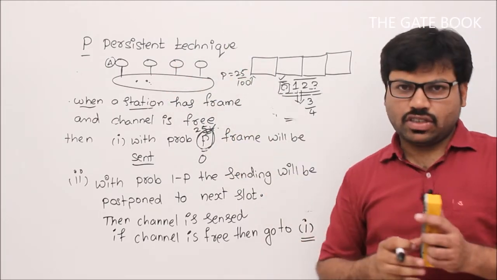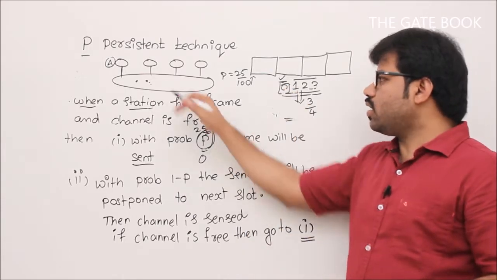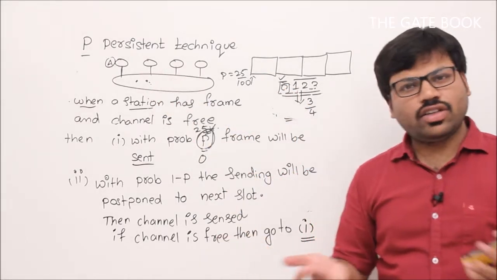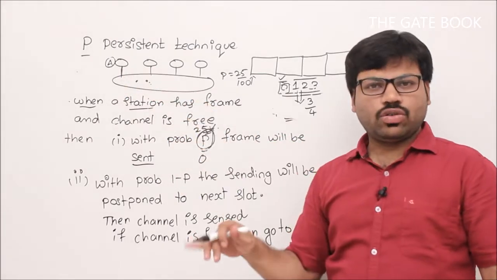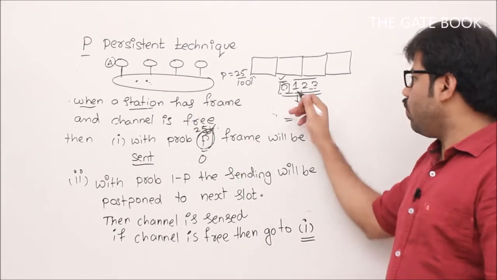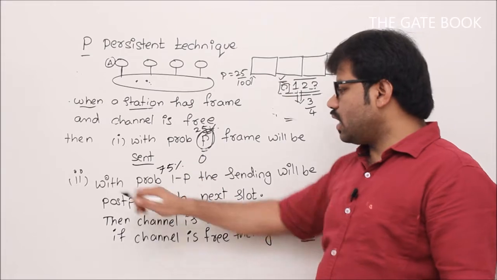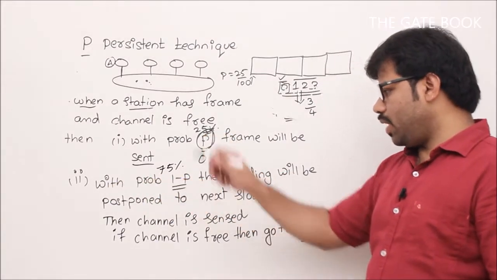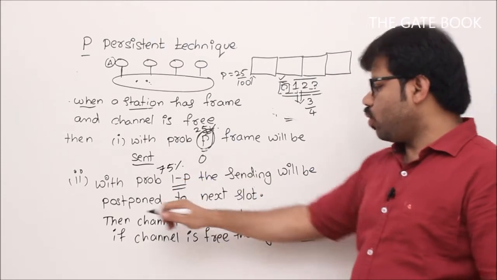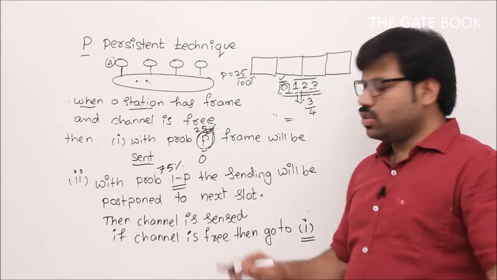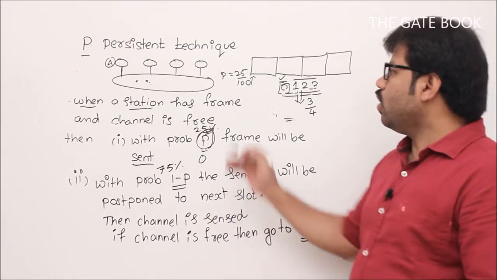Now let me ask one question. What is the probability that you are going to get 0? Whenever you get 0, then only you are sending. The probability for getting 0 is 25%. That means with 25% probability, this station is going to send the data. Now, what if 1 or 2 or 3 comes? Then that has 75% probability, which is 1 minus P. Let's read the statement. With probability 1 minus P, the sending will be postponed to the next slot. That means with that 75% probability, we are going to postpone the decision. Up to what time? To the next slot.